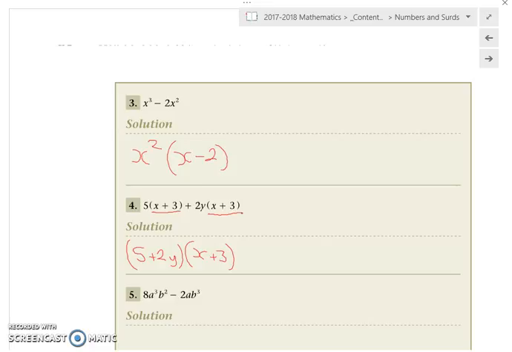What if that plus 2y wasn't there? Oh, that'd be a totally different question. We'd have 5 times x plus 3 all squared. If that bit wasn't there, then you'd basically have your perfect square and a 5 outside it. Cool? But yes, very different question.